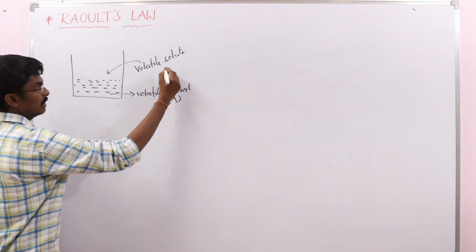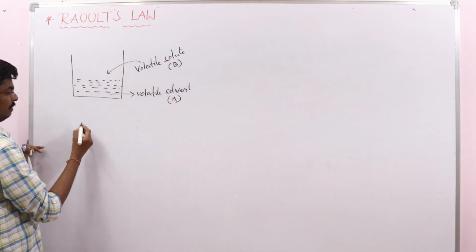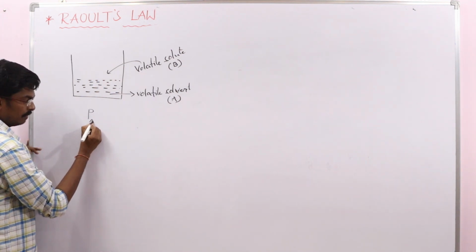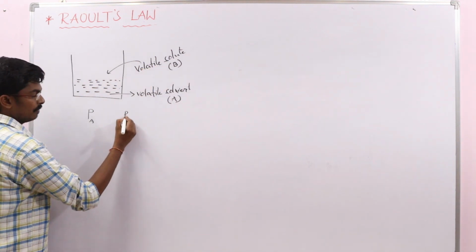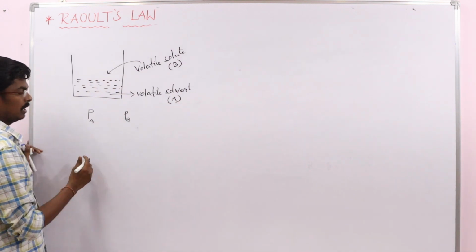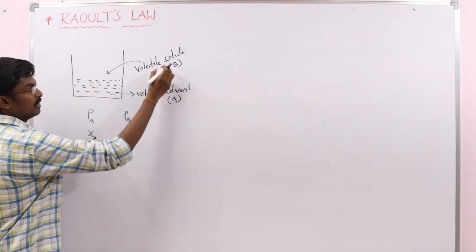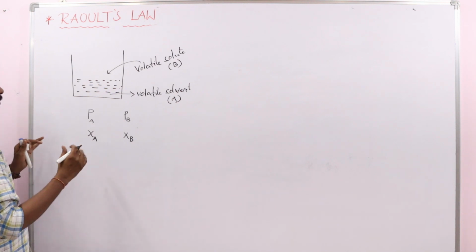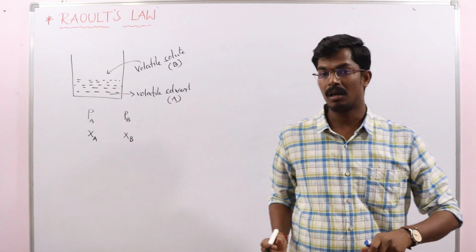Solvent I am representing with A, solute with B. The partial vapor pressure of the solvent I am showing with PA, and the partial vapor pressure of the solute with PB. The mole fraction of the solvent I am representing with XA, and the mole fraction of the solute with XB. Here I would like to give the relationship between the partial vapor pressure of the components and the mole fraction of the component.